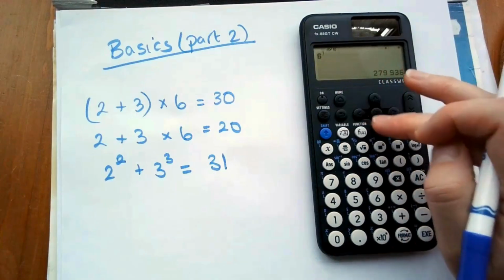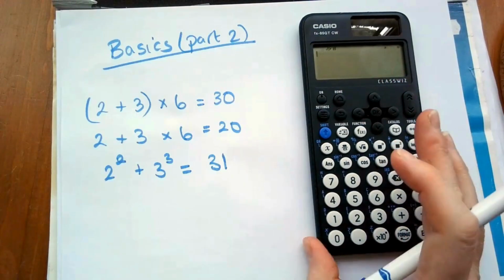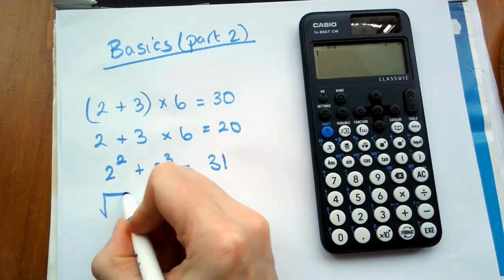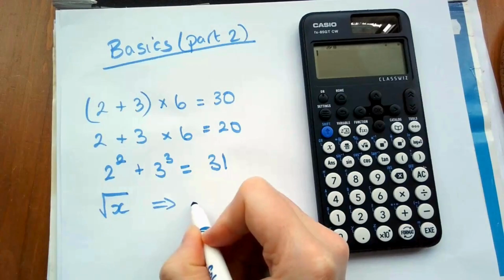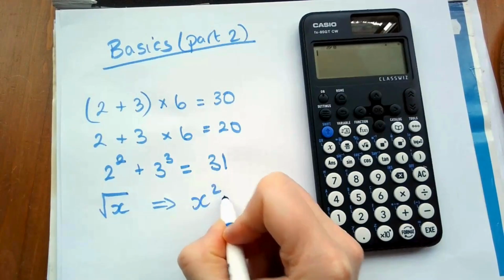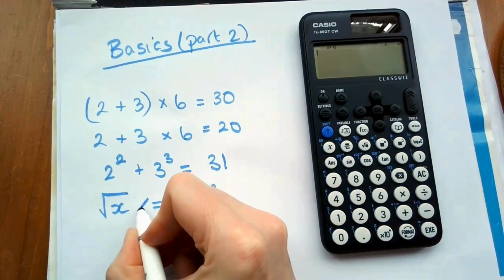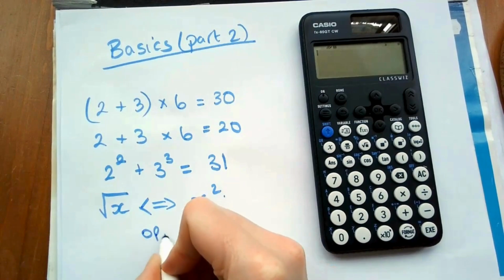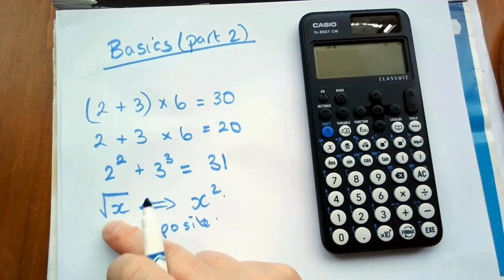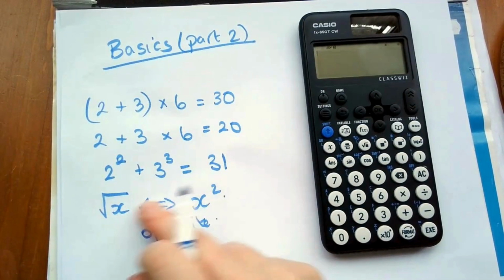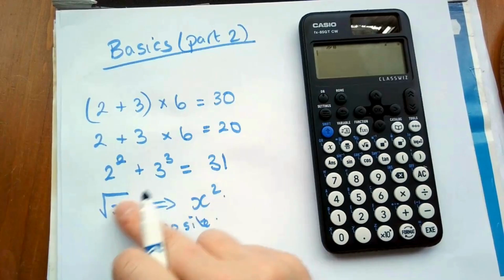Okay, right, next one, square root. So we know this is opposite to a square. The square root of something is the opposite to a square. So if we wanted to get rid of a square, we do square root, and if we wanted to get rid of a square root, we do square. So they move in opposite ways.